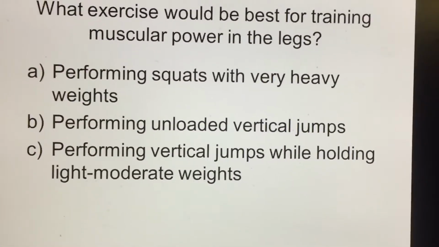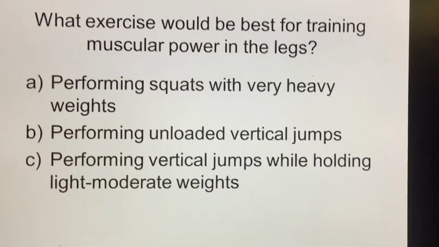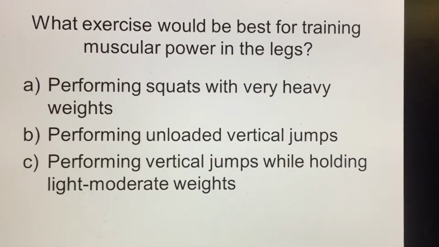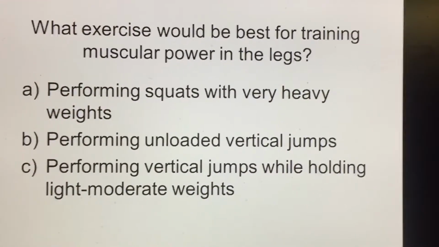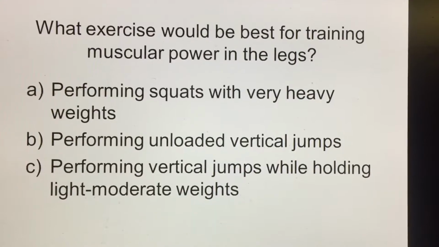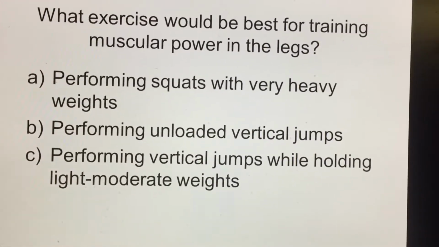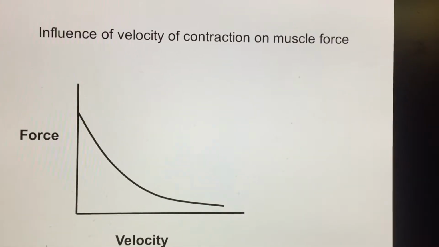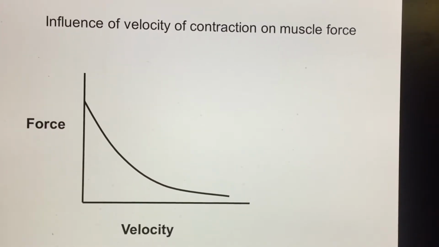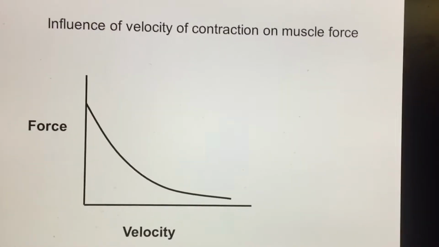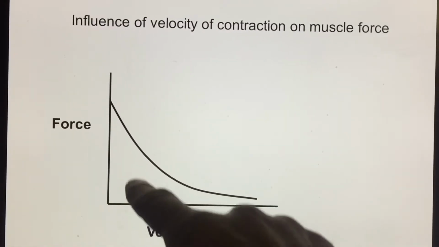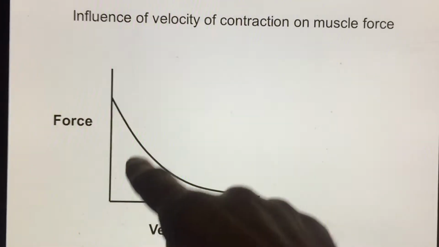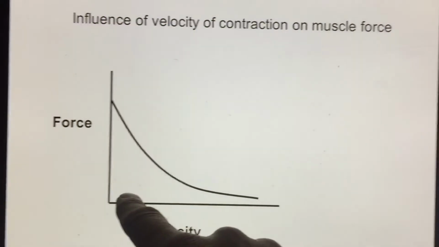So you have to think about where on this force velocity curve you would fall for each of these variations of the squats or vertical jumps. So performing squats with very heavy weights, you're generating a lot of force, but you're not moving at a very fast velocity when you're moving heavy weights on the squat exercise. So you'd be out on this part of the force velocity curve, very high force output, but low velocity.